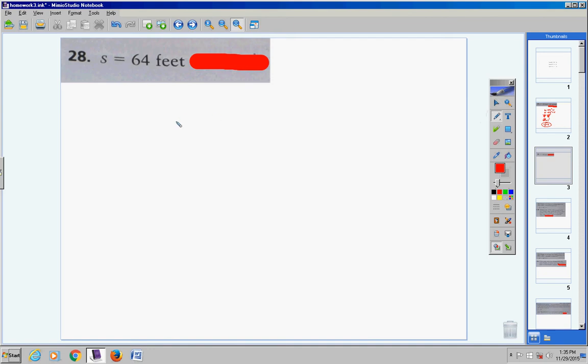28. Exact same problem. We're dropping an object from 64 feet off the ground. It's going to hit the ground, okay? So here we go. H equals negative 16 t squared plus s. My starting height is 64. My ending height is 0. And I'm looking for time. So here we go. Let's solve for t. Bring the 64 over and make it a negative 64. Divide both sides by a negative 16. Negative 64 divided by negative 16 is a positive 64 over 16.